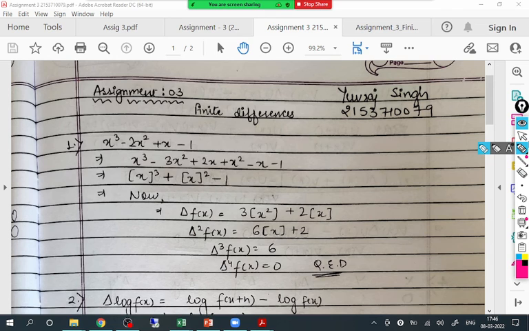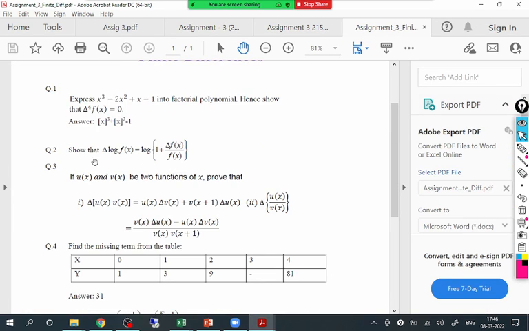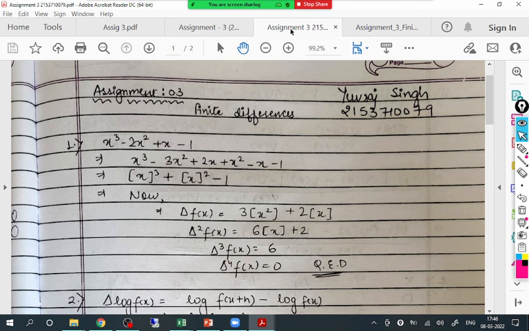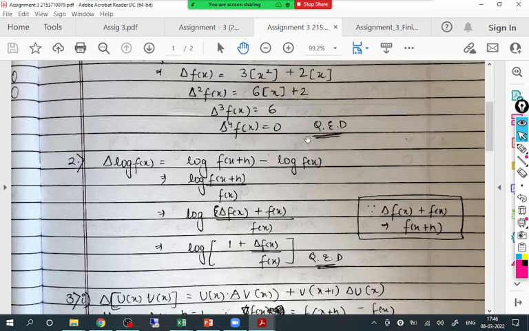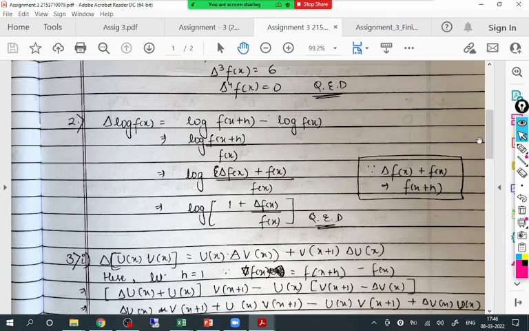No doubt, sir. So let me show you question number 2. Question number 2 is: show that delta log f(x) is log of 1 plus delta f(x) upon f(x). That we have to prove. There are three ways. One simple way is to simplify LHS as well as RHS and show LHS equals RHS, or you can start from LHS and come to the RHS. Both ways you can go.